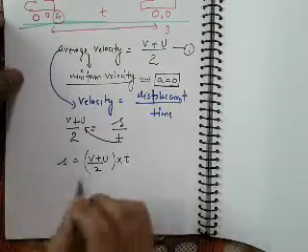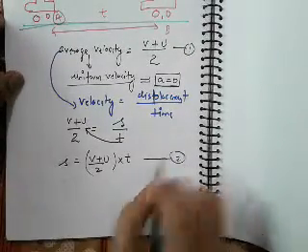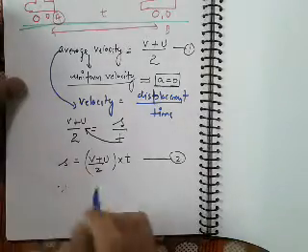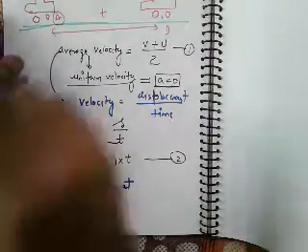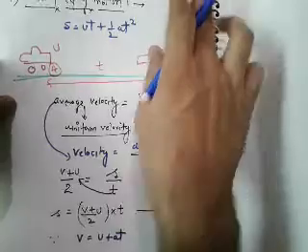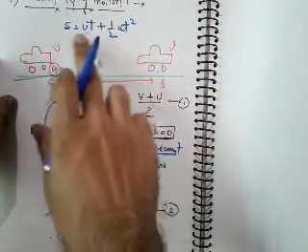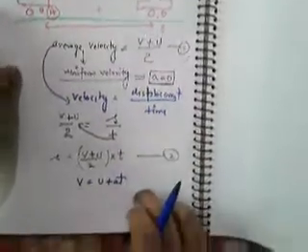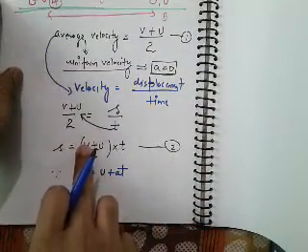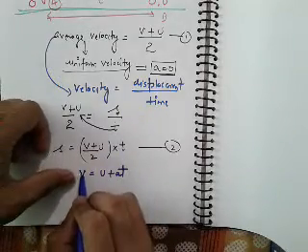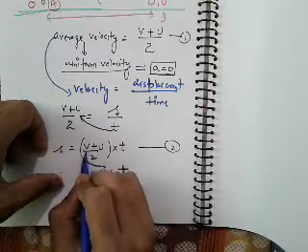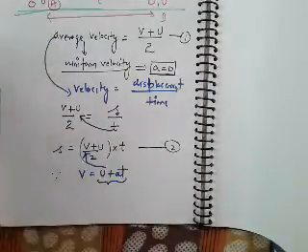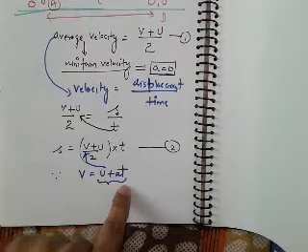Done. Mention it as equation number 2. Since we already proved the first equation of motion, v is equal to u plus at, and since in the second equation of motion the final velocity v is absent, we are going to substitute this final velocity. We have to put the value of this final velocity as u plus at in this place, with the help of the first equation of motion.